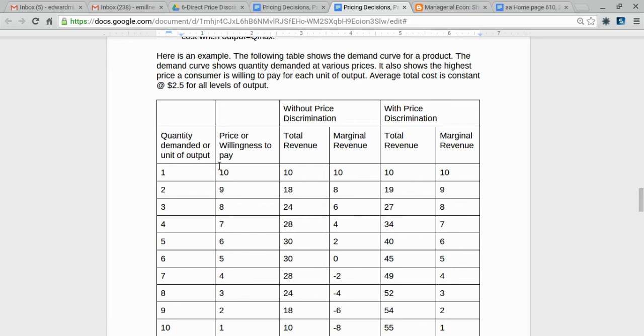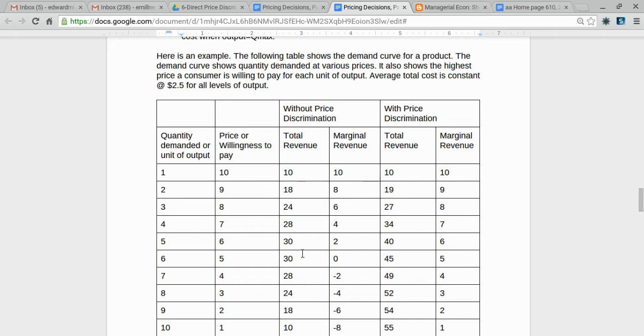Somebody's willing to pay $10 for the first unit. Once I've sold the first unit, somebody else is willing to pay $9 for the second unit. Once I've sold the second unit, somebody's going to pay $8 for the third unit, and on down the table. Suppose further that average total cost is constant at $2.50 for all levels of output.